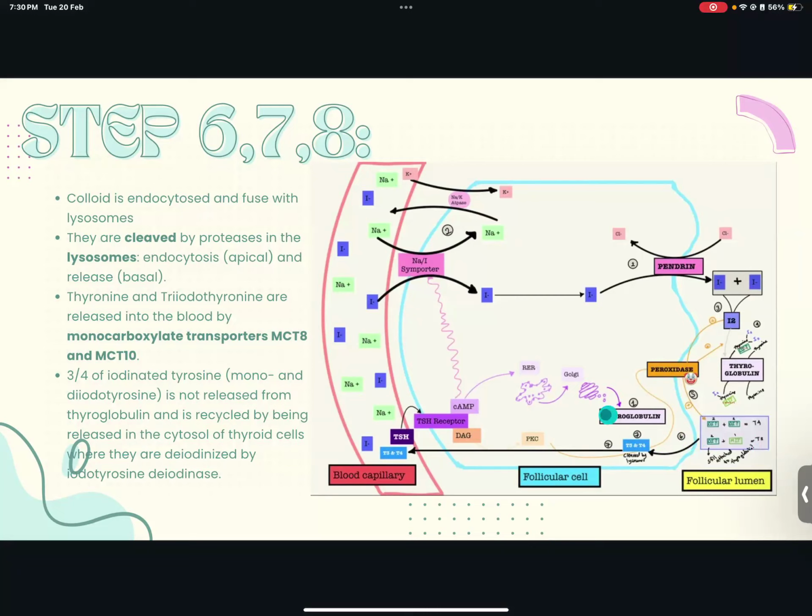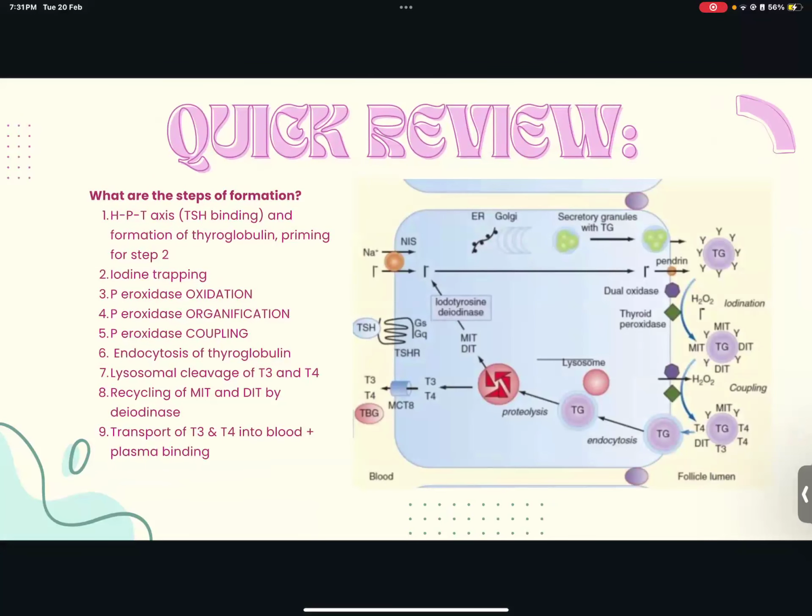Okay, so the iodinated tyrosines are going to be broken down by iodotyrosine deiodinase. The name is very difficult to say. And like we said, T3 and T4 cross over through the MCT8 channel. So this is the diagram that Dr. Simon has inside his PowerPoint. So let's go over that real quickly.